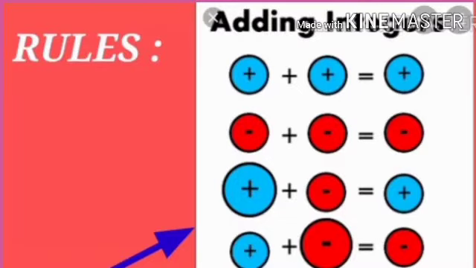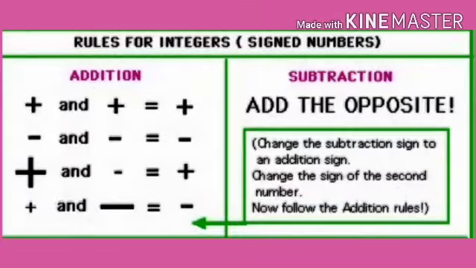Addition of integers. When we add two integers of the same sign, the sum will also be an integer of the same sign. When we add two integers of different sign, the sum will be the difference between the two integers and have the sign of the integer with greater value.